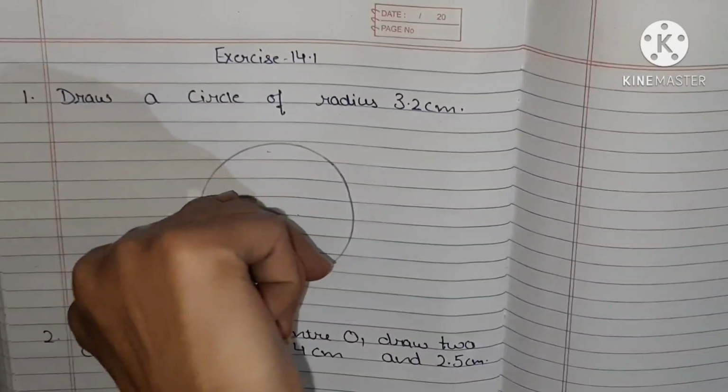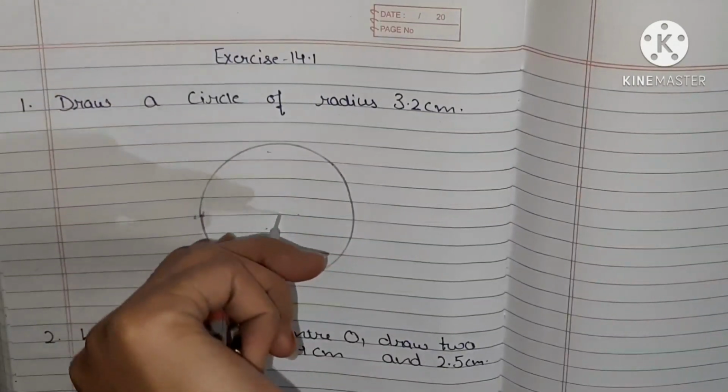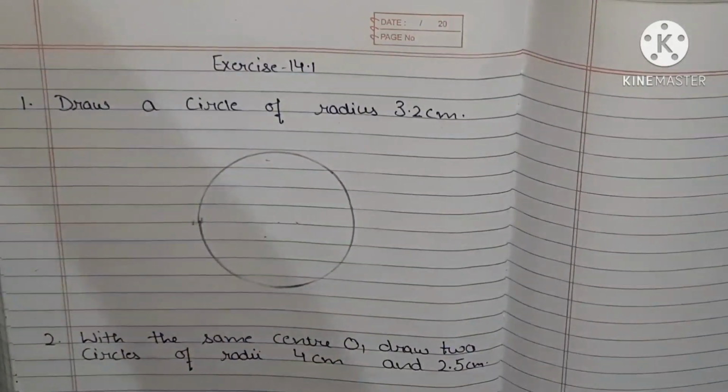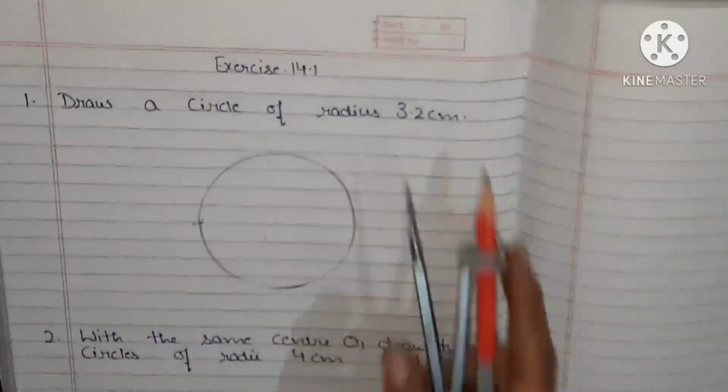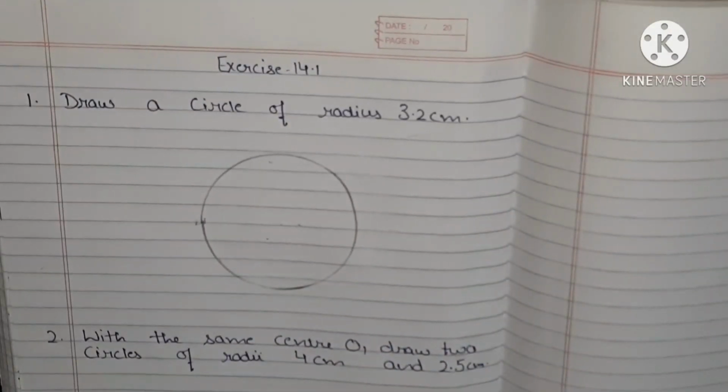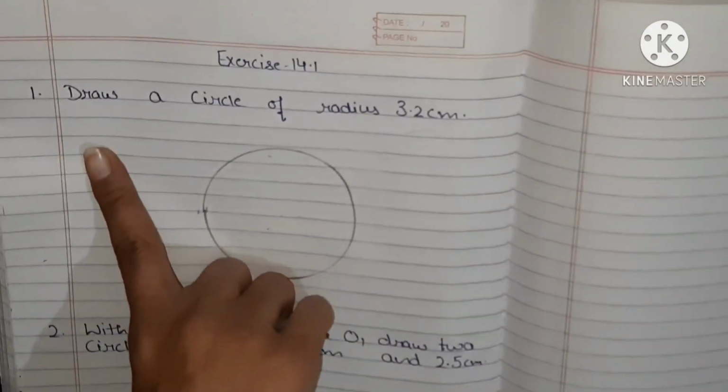So that is how we have to draw a circle of radius 3.2 centimeter. This was the solution of question number 1.